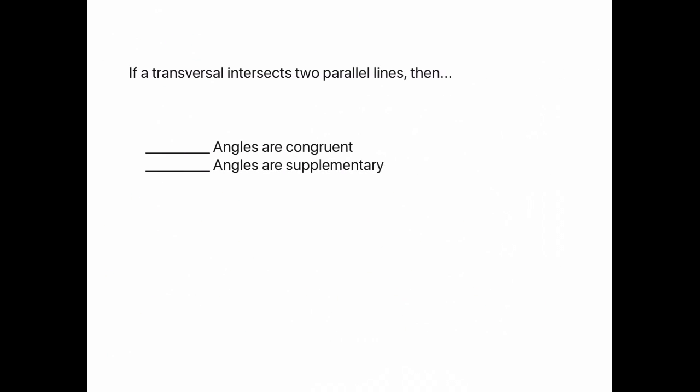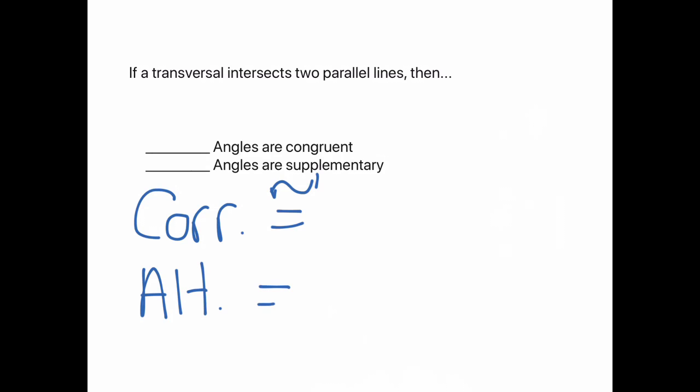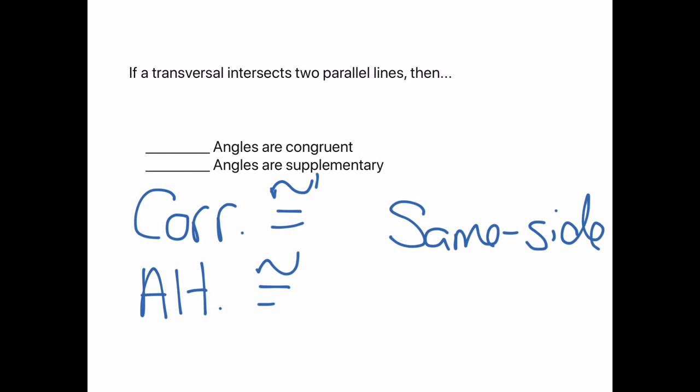All right, our next question is actually for the next two questions on your quiz. It says, if a transversal intersects two parallel lines, then what kind of angles are congruent and what kind of angles are supplementary? So hopefully you have been paying attention throughout these lessons, and you will know that all corresponding angles are always congruent, and all alternate angles are always congruent, and all same side angles are always supplementary. So whether or not they're alternate interior or alternate exterior, all alternates are congruent, and whether they're same side interior or same side exterior, all same sides are supplementary.